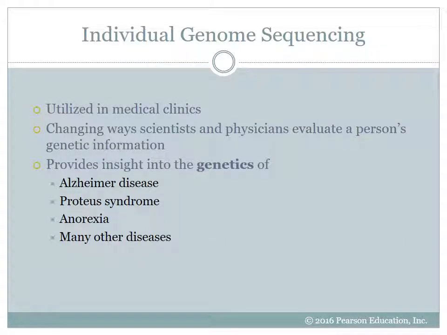If you look at individual genome sequencing, we see that it's utilized in medical clinics. It's changing the ways that scientists and physicians evaluate a person's genetic information. It provides insight into the genetics of Alzheimer's disease, Proteus syndrome, anorexia, and many other diseases.